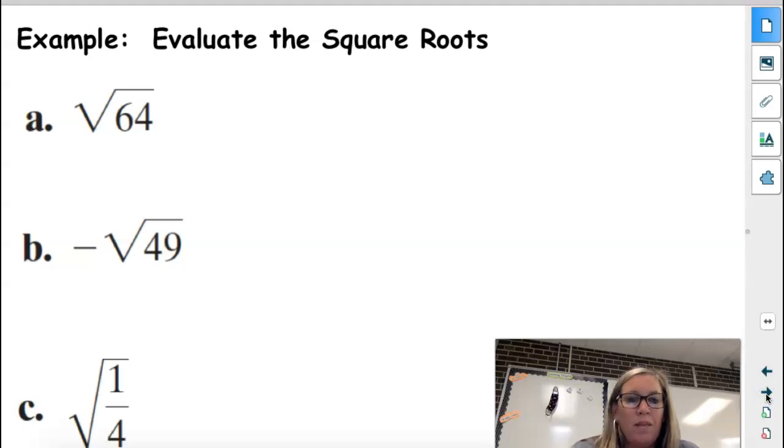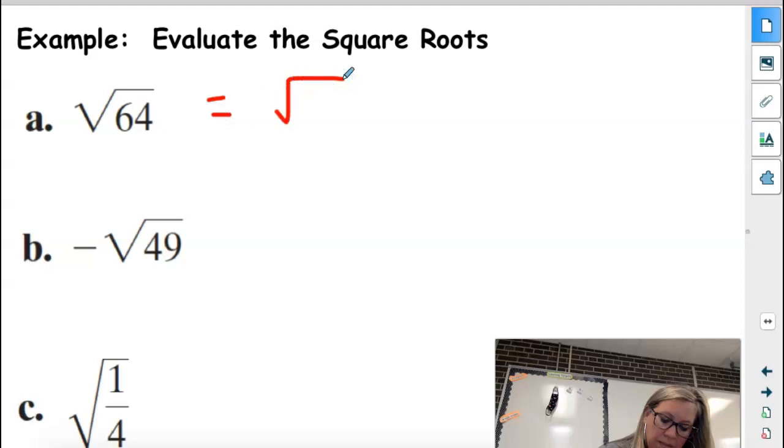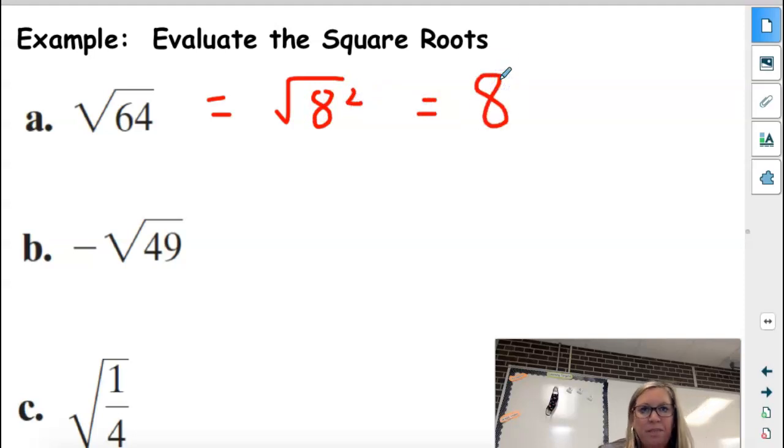So our first example, A, is the square root of 64. These are some simpler problems that you've done in Algebra 2. So when we take the square root of 64, we're looking for a perfect square. So a perfect square for 64 would be 8 times 8. So that answer would be, probably what it looked like in Algebra 2, the square root of 8 squared, which equals 8.